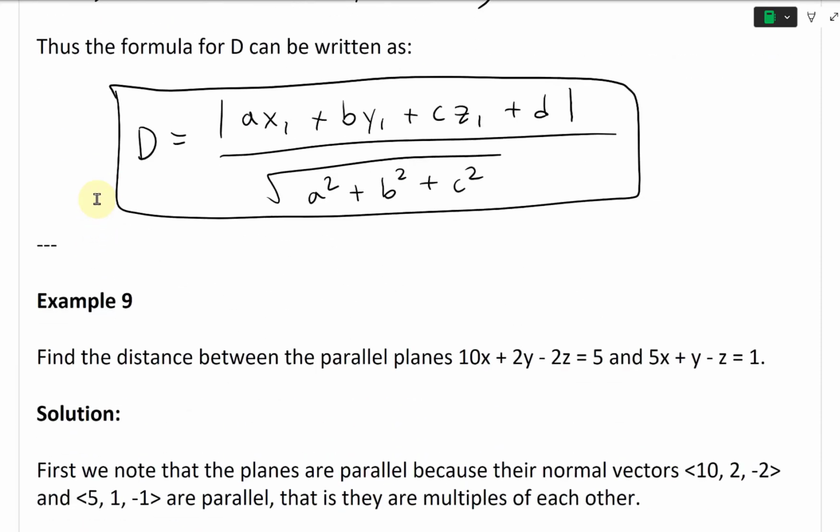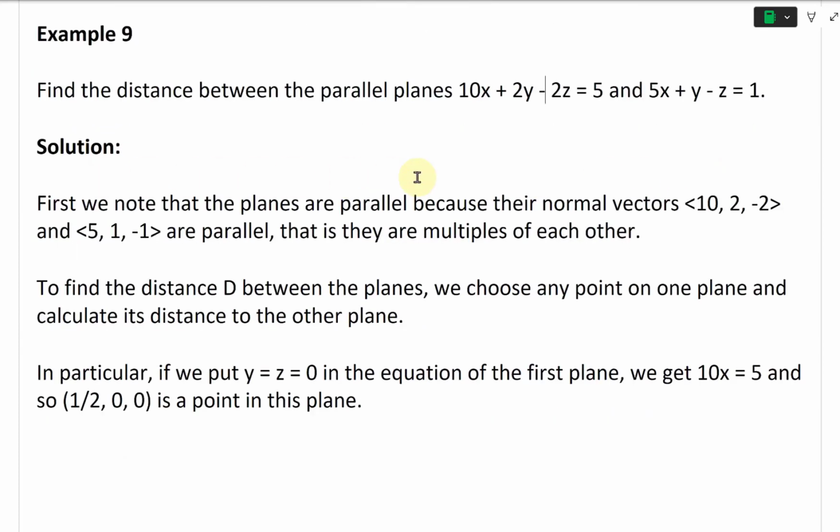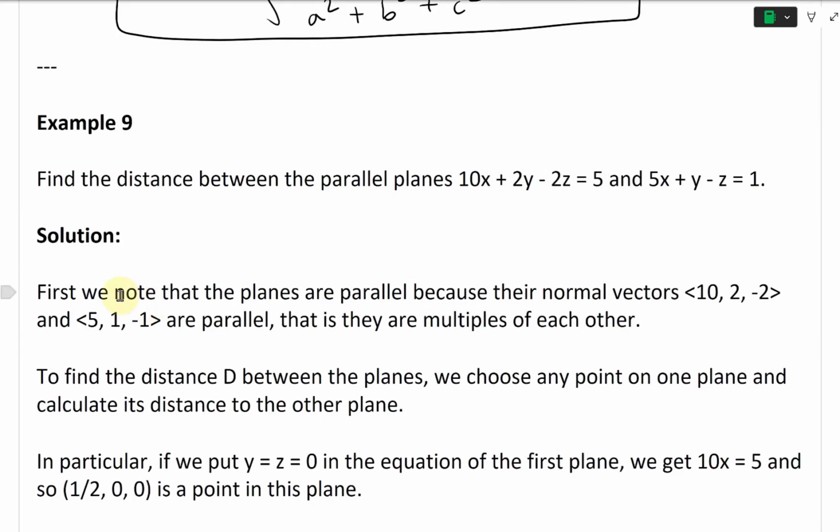Alright, let's continue further and take a look at example 9. This utilizes this distance one. So we're asked to find the distance between the parallel planes 10x plus 2y minus 2z equals 5 and 5x plus y minus z equals 1. So let's take a look at the solution here.